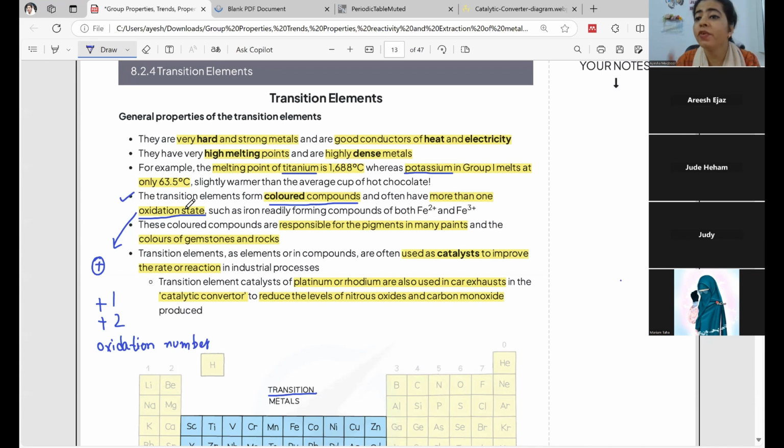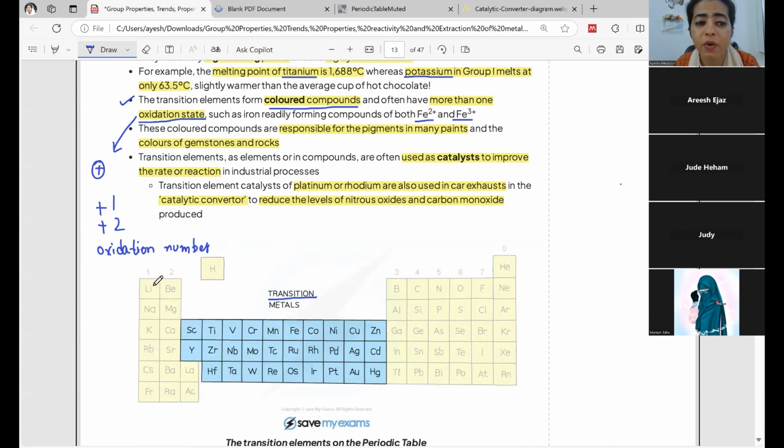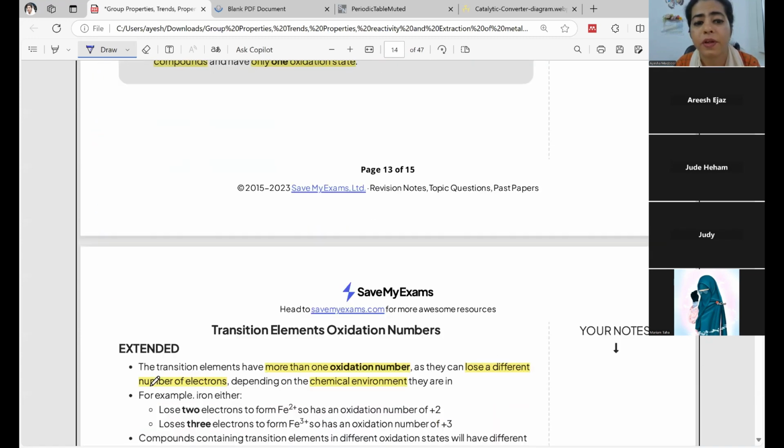More than one oxidation state means they can lose electrons in more than one way. If we take iron as an example, iron can make Fe+2 as well as Fe+3. +2 means loss of 2 electrons, +3 means loss of 3 electrons. In group 1, we said all are losing just one electron, so they had just one oxidation state, one oxidation number only. But the transition metals have more than one oxidation state. So let's see this oxidation state in more detail, then we'll come back to this.